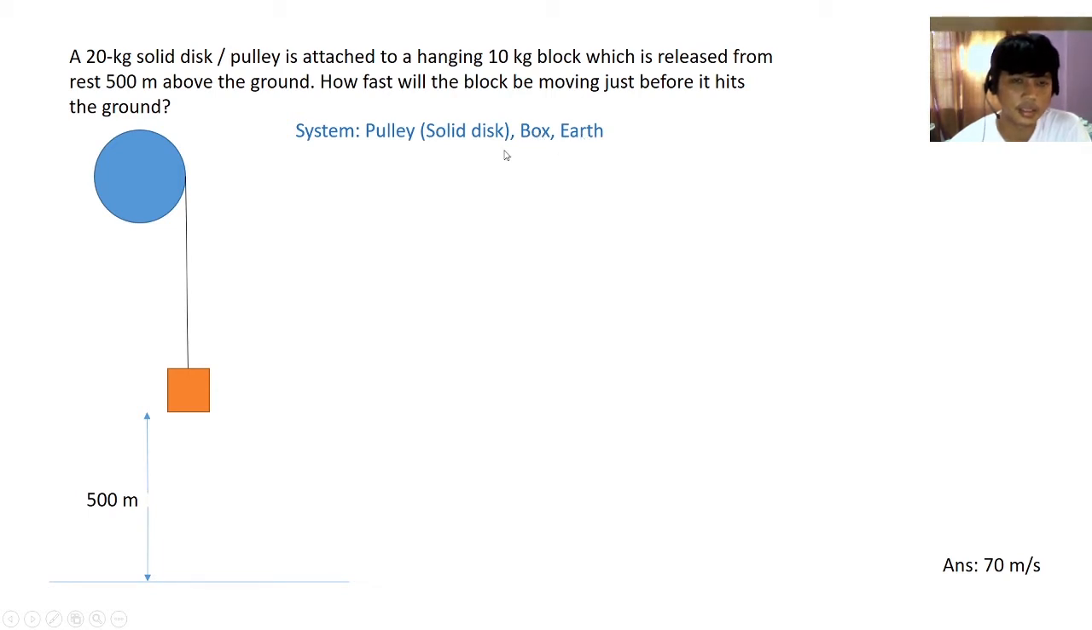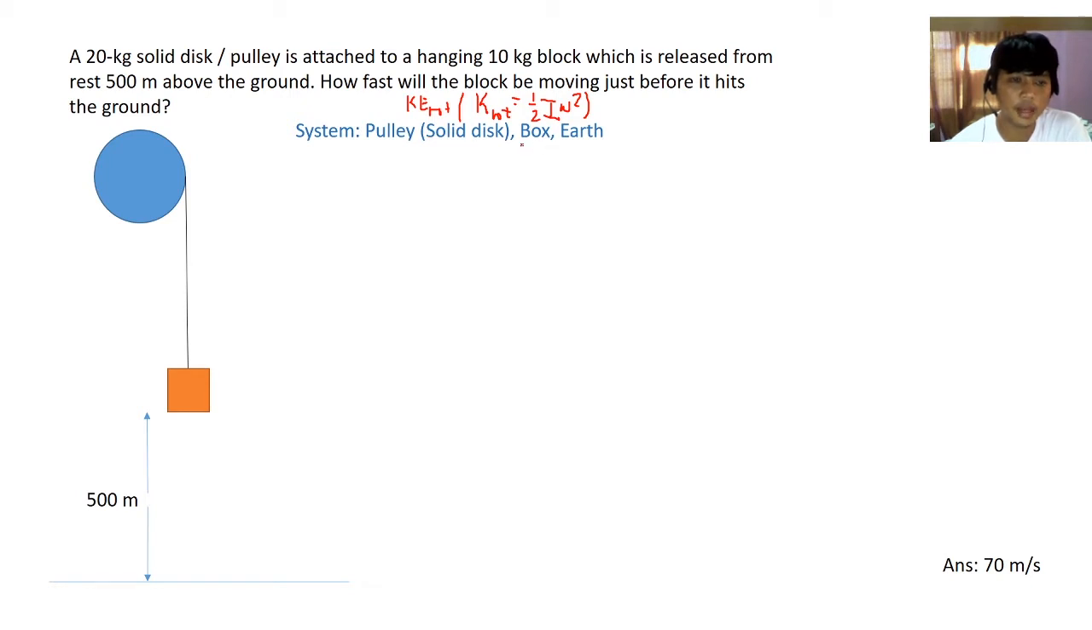and the earth. I included the pulley because it says in the problem that the pulley is attached to the block, and I imagine that as the block goes down, the pulley will also rotate. So I imagine that the pulley will have some sort of rotational kinetic energy. Let me introduce you to another way of writing rotational kinetic energy, which is just to write the letter K. And the formula, of course, is 1 half I omega squared, which I hope you still remember from our previous video.